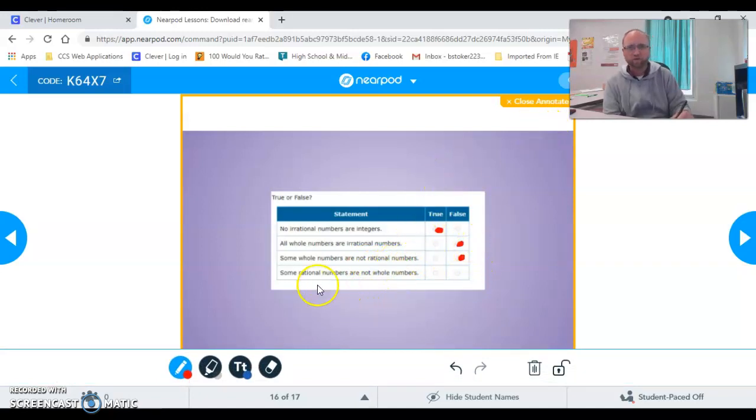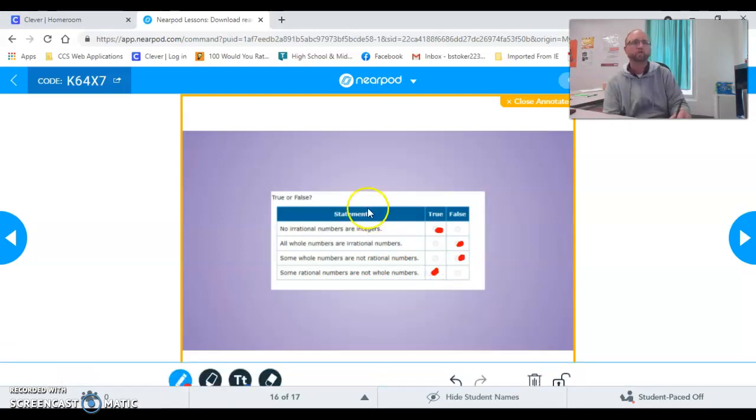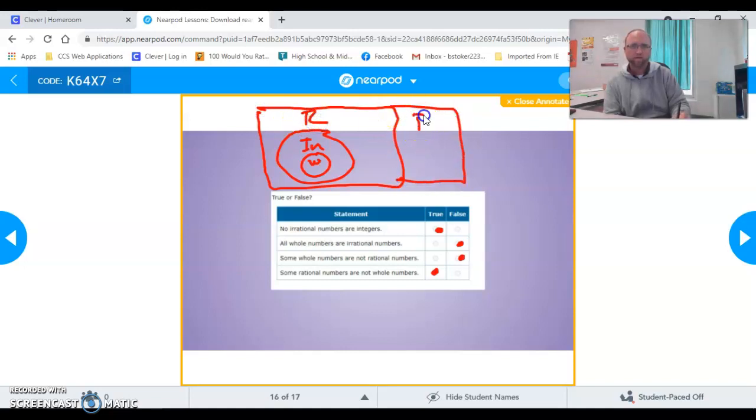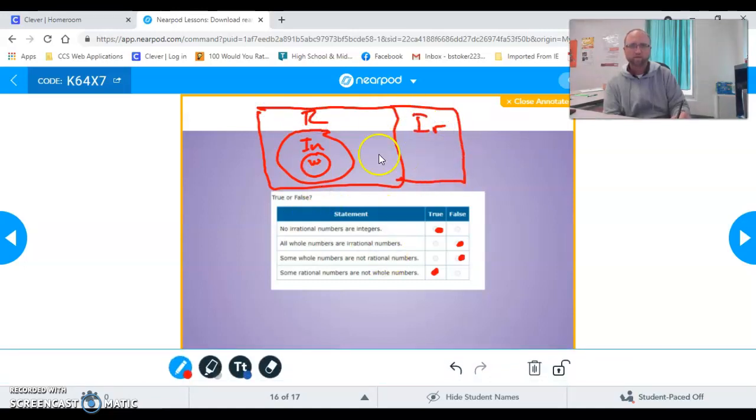Not all rational numbers are whole. And then lastly, some rational numbers are not whole numbers. That's true. 1/2 is rational. So again, think back to that. You had whole numbers, you had integers, and then you had rational numbers, and then you had irrational numbers. All right. So keep that drawing in mind. All right. So this one you'll go through, same thing, statements, answer true or false.